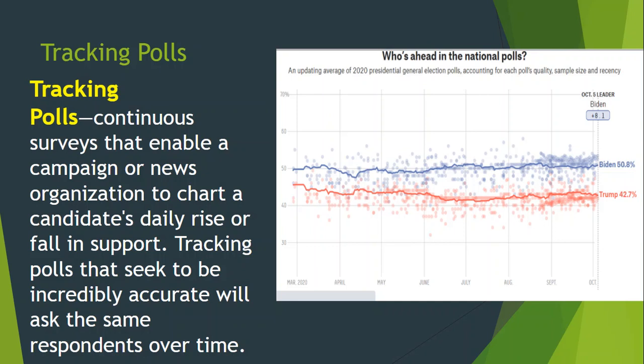This is a continuous survey that allows a campaign or a news organization or a voter to track the rise of support for a particular candidate over time. So the rise or the fall. You can see here that this is a tracking poll that started in March of 2020. So you can see over time how the popularity of either Joe Biden or Donald Trump has gone up or down in the past several months.